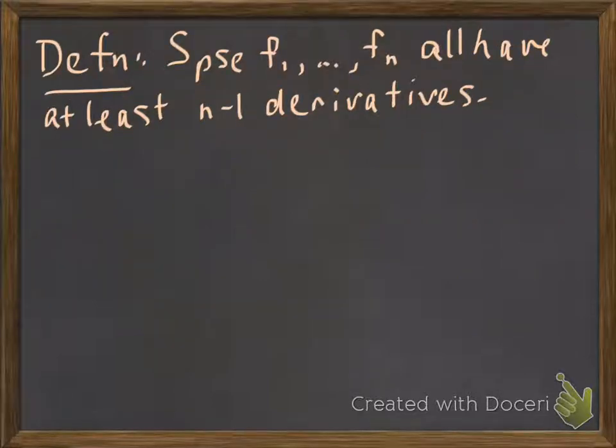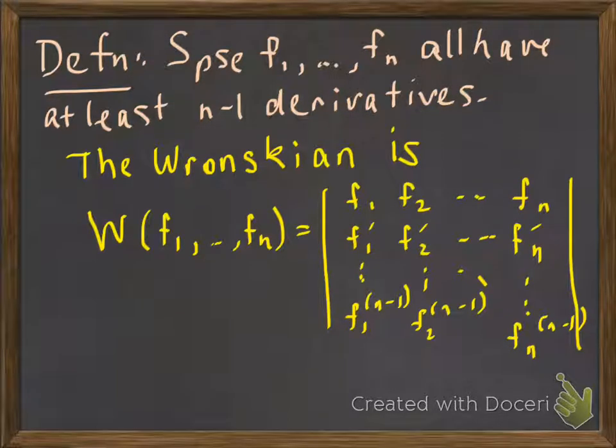Now, let's suppose that I have n functions and they all have at least n minus 1 derivatives. Then the Wronskian is a functional, is what it's called. So it eats a set of functions and returns... whoops, sorry, I totally misspoke there. The Wronskian eats a number of functions and returns another function. Sorry about that, not a functional, just a map from a set of n functions to a single function.